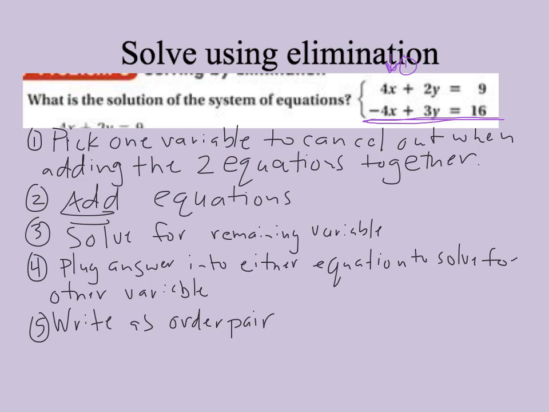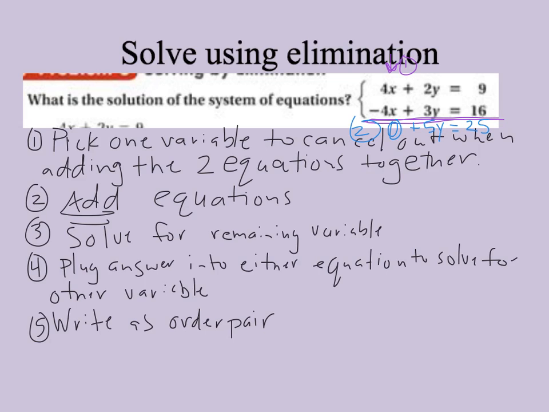Again, it's always add. So 4x plus a negative 4x, these cancel out, would just give me 0. 2y plus 3y is going to give me a positive 5y. And 9 plus 16 is going to give me 25. So this is going to be my step 2.